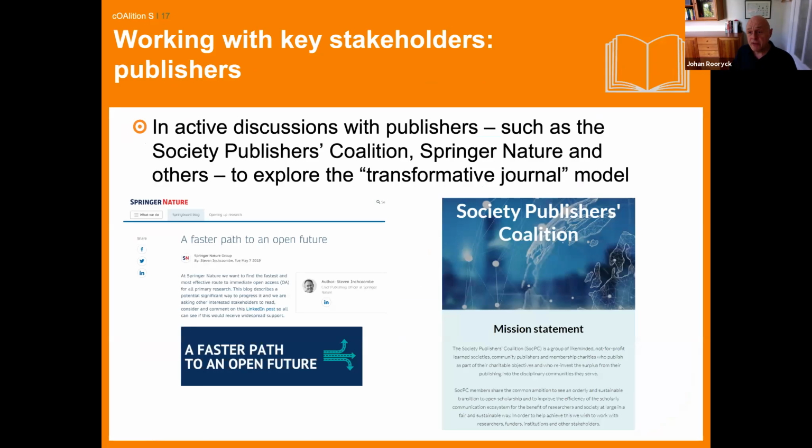We are in active discussions with publishers as well. As I said, we did discuss a lot with Springer Nature about the transformative journal model. We also talked to the Society Publish Coalition. We talk to anyone who wants to accompany us in this transition to open access, really.